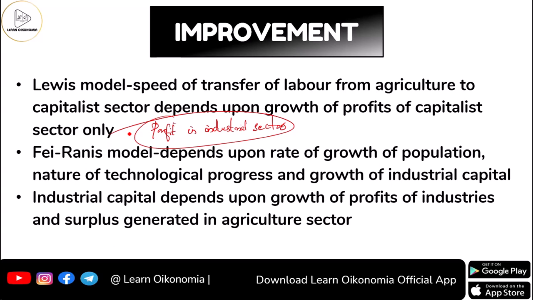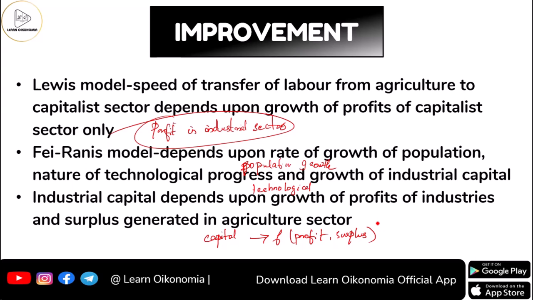But when it comes to Fei-Ranis model, the model says that the pace of movement of labor from agriculture to industry would depend upon many other factors, and they were identifying the population growth, as well as the role of technical progress or technology. And they say that when it comes to the capital in the industrial sector, this would depend upon the profit. The capital is actually a function of profit as well as surplus. This is what Fei-Ranis believed.